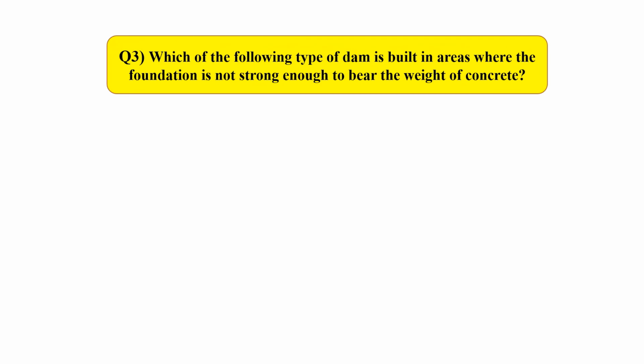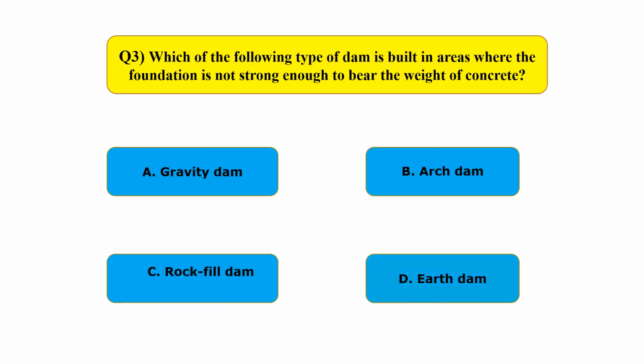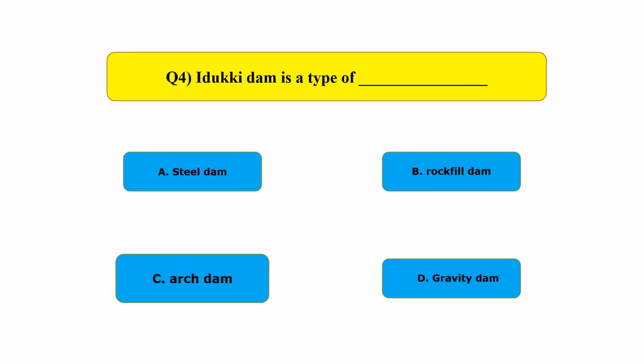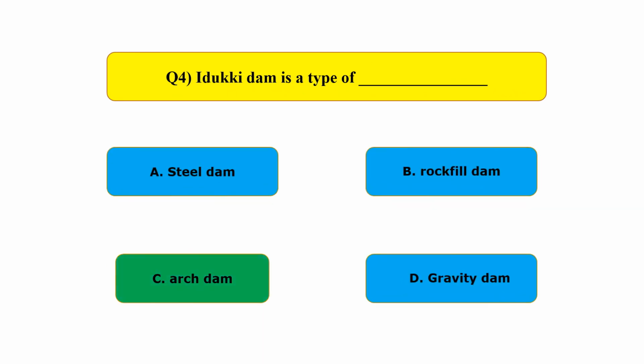Which of the following type of dam is built where the foundation is not strong enough to bear the weight of concrete? Answer D, earth dam. Idukki Dam is a type of answer C, arch dam.